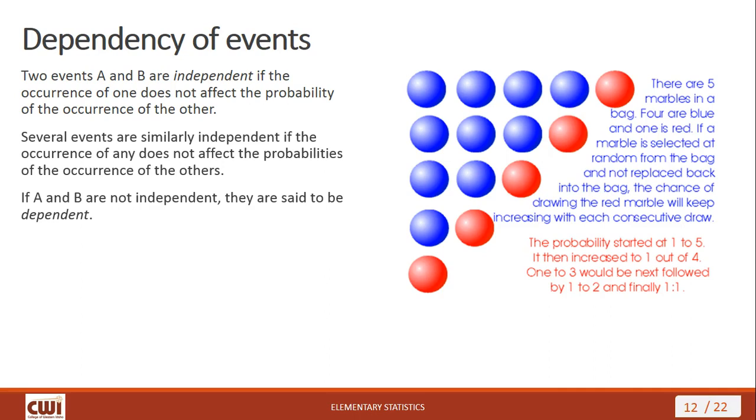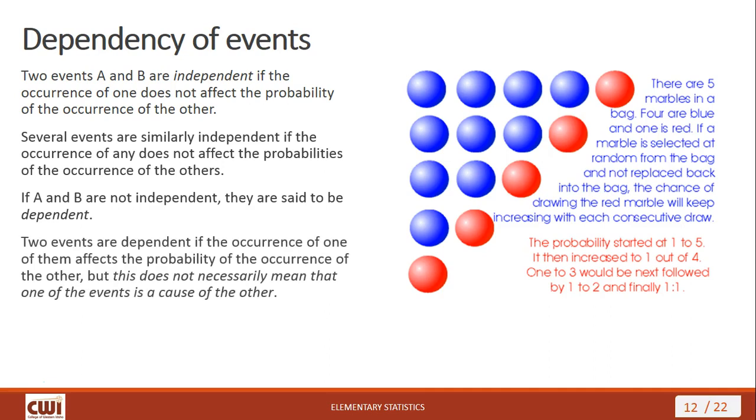If you continue to select a blue marble out of the bag, notice that the probability continues to change from 1 in 4, 1 in 3, 1 in 2, and eventually 1 out of 1. You have a 100% chance of getting the red marble if it's the only one left in the bag. This is what we mean when we say events are dependent. The actual probability is changed because these other events occurred. So 2 events are said to be dependent if the occurrence of one of them affects the probability of the other. But this doesn't necessarily mean that there's a cause and effect relationship going on here. Okay? So be sure to keep that in mind.